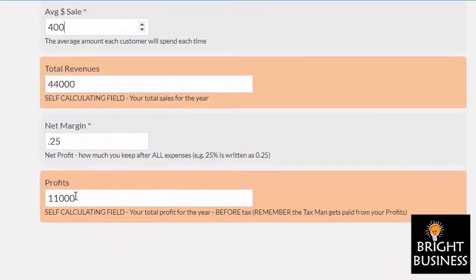So have a look at the tool and enjoy using it, because you'll be absolutely amazed at what a few small tweaks can do. Cheers.